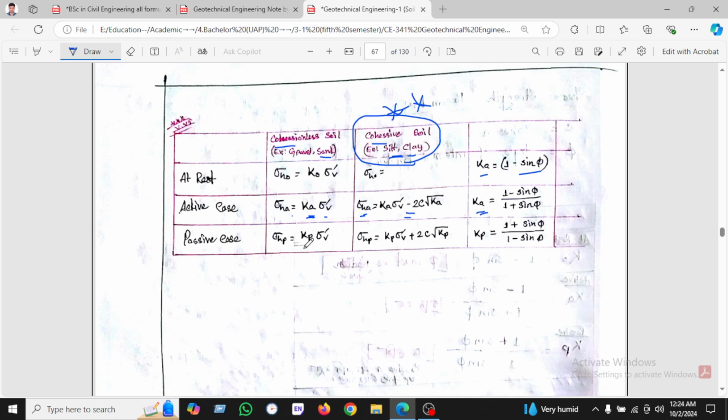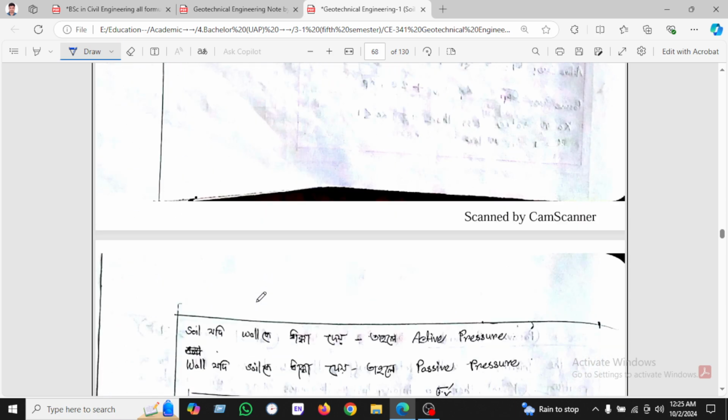In the same way, we can calculate the passive case, sigma_h equals Kp into gamma prime b for cohesive soil, which is silt and clay, Kp gamma prime b plus 2c root over Kp, and Kp equals 1 plus sin phi divided by 1 minus sin phi. So remember that from this formula, the passive value will be greater than the active value.